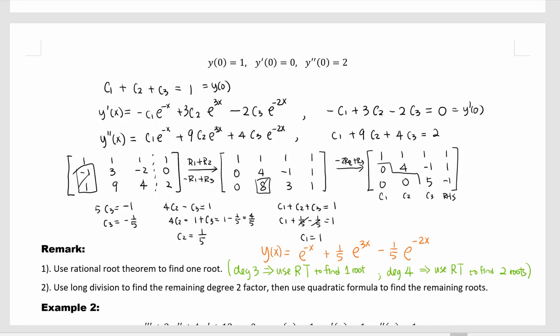So you just use the rational root theorem to find 2 roots. Remember, you use factors of the constant term over the factors of the leading coefficient. Then we have many possible roots. So try those numbers, and we want to find 2 roots. Then for degree 4, we find 2 linear factors, so the remaining factor is a quadratic. Then we can use long division to find the remaining degree 2 quadratic factor, and then use the quadratic formula to find the remaining roots. Okay?